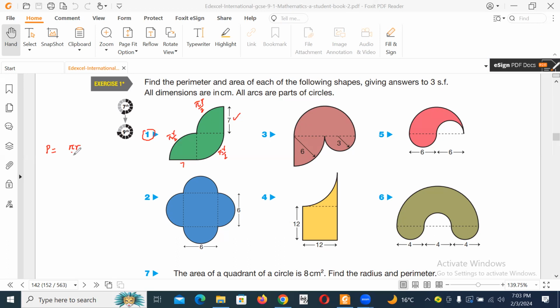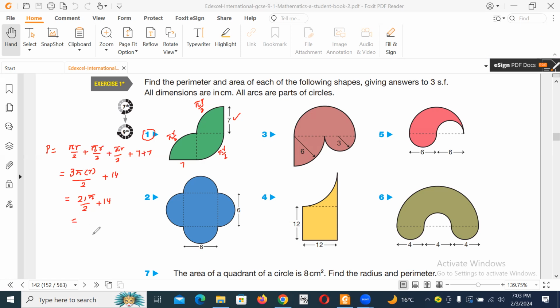pi r over 2 plus pi r over 2. There are 3 pi r over 2, yes, plus 7 plus 7, which means 14. So basically it comes 3 times, meaning 3 pi r, where r is 7, over 2 plus 14. After this, we will check in the calculator: 7 multiplied by 3 is 21, multiplied by pi, over 2 plus 14. We will get the answer.